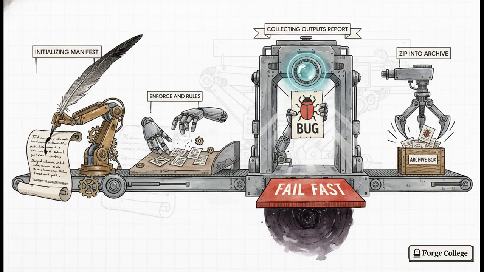If we translate that script logic into plain English, it's actually pretty simple. First, it initializes the JSON manifest with a timestamp and commit SHA. Second, it collects your scanner outputs and custom rules. Third, and this is absolutely vital, it enforces the presence of the debug report. The script should literally throw an error and fail fast if that report is missing. Finally, it zips the whole shebang into a neat little archive.